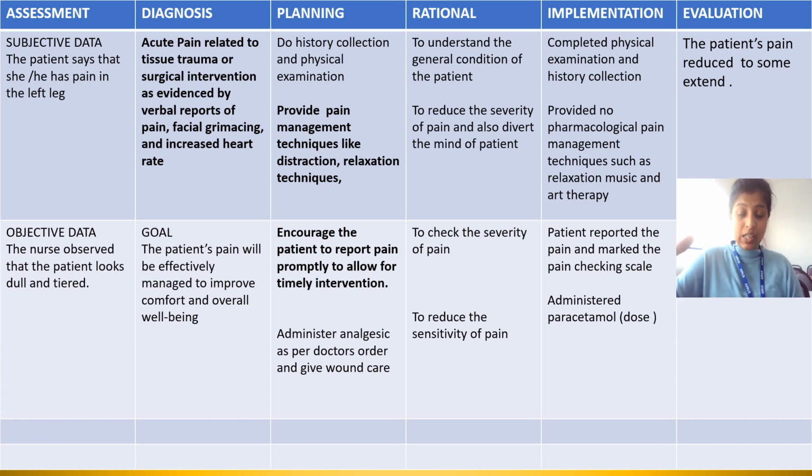Always you have to write in the third person form. Don't write like "I observe that the patient looks dull, faint, tired." Write, "The nurse observed that the patient looks..." Don't write in first person view. While writing subjective data also, write the patient says that she or he has pain. Don't write "the patient says that I am having pain." Then in objective data, the nurse observed that the patient looks, not "I have observed." Because this care plan will be followed by some other person, so they will understand it. You have to write in third person view.